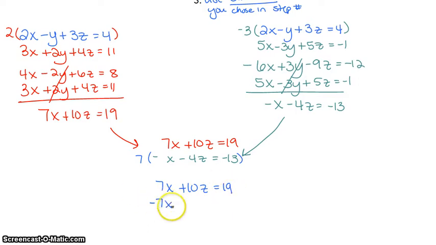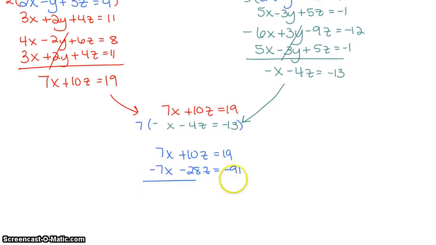We've got a negative 7x, a negative 28z is equal to a negative 91. Our x's have canceled. I now have a negative 18z is equal to a negative 72. Divide by negative 18, and z is equal to a positive 4.